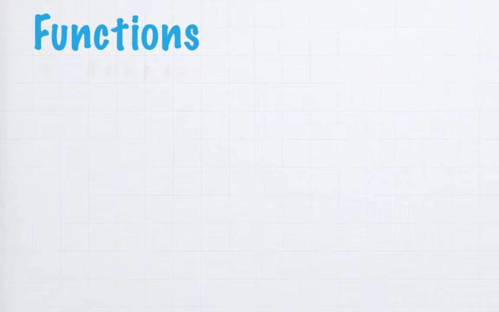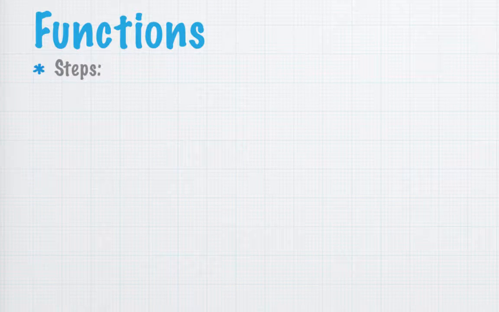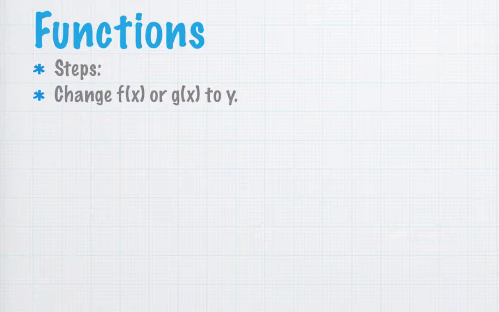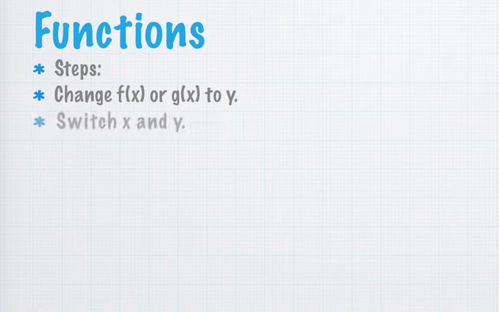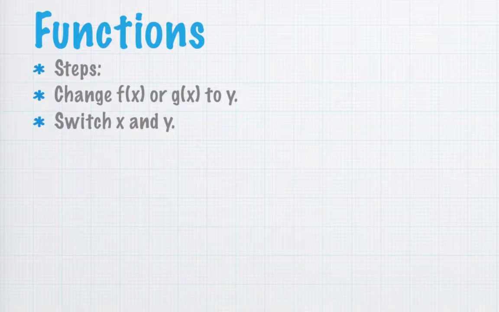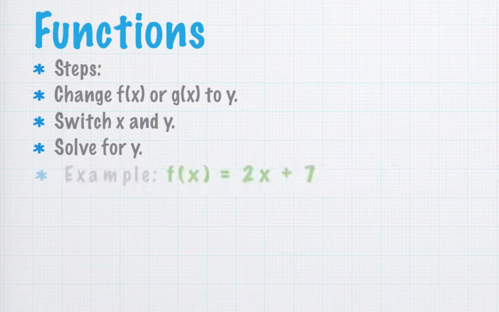Now when we're talking about functions, it's a little more complicated because I have to switch every y with every x. So since most functions are given to me as f of x or g of x, I need to change that to y so that I'm talking about x's and y's. And then I switch the x's and y's in the entire equation, and then I'm going to solve the new equation for y. So now it looks more like a function like the original one did.